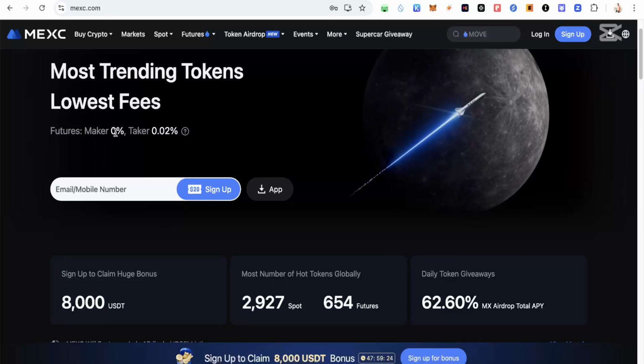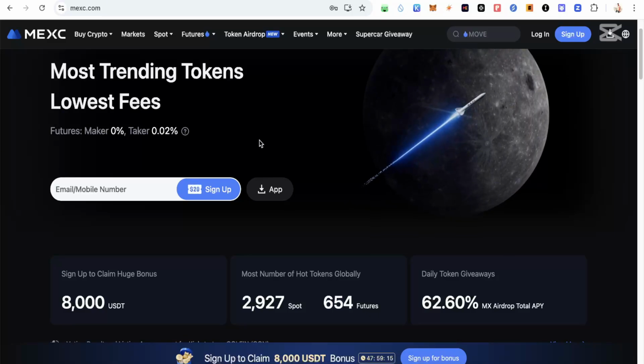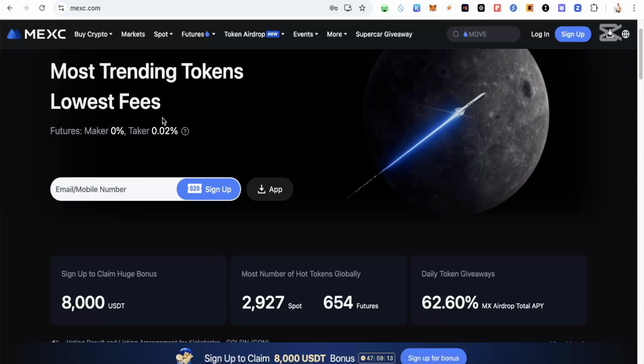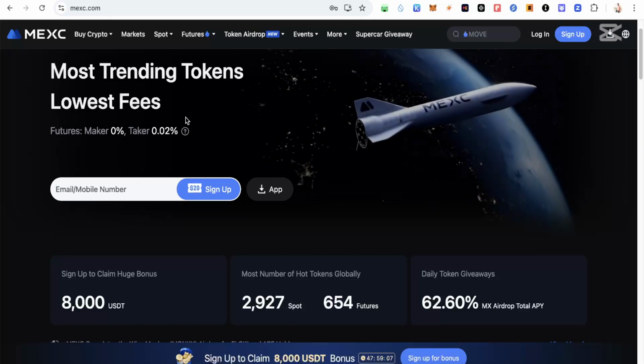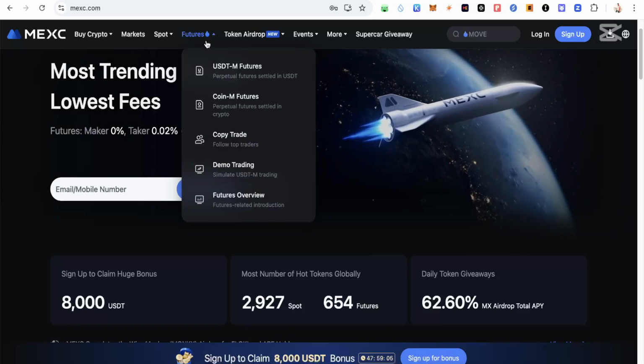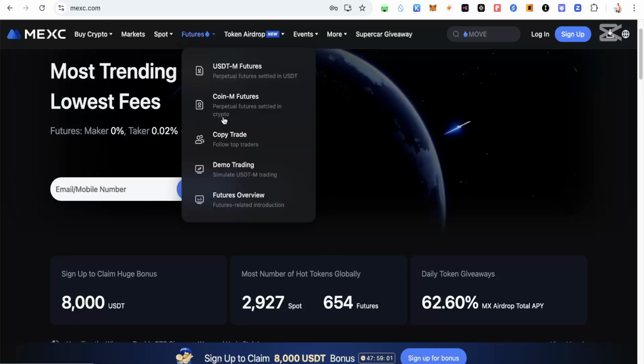And as you can see, Mexc Global has the lowest buying and the selling fee. So the buying fee is 0% and the selling fee is only 0.02%. So if you are dealing in futures, this is also a good thing because the taker fee is only 0.02%, which is lowest among all the centralized exchanges. And apart from that, they also have these campaigns where you have the chance of earning some additional USDT if you are dealing in futures.